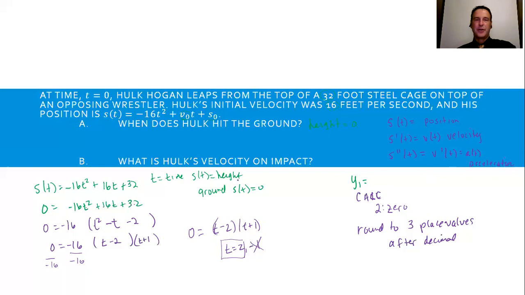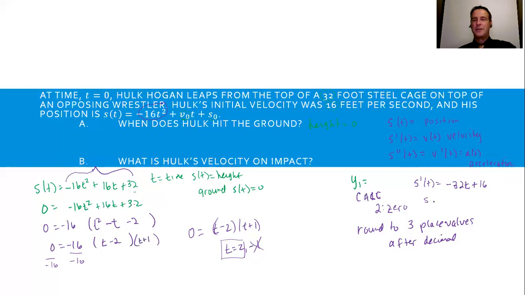Okay, so here's what I've got to do. I've got to take the velocity of Hulk's position function. So let's just do s prime of t. And that is equal to, let's see, I'm going to look at this part right here. The derivative of that is negative 32t. Now I was using this, but I actually have to use this one. That's my more complete one. And the derivative of 16t is 16. And the derivative of 32, this last item, is 0. The derivative of a constant is nothing.